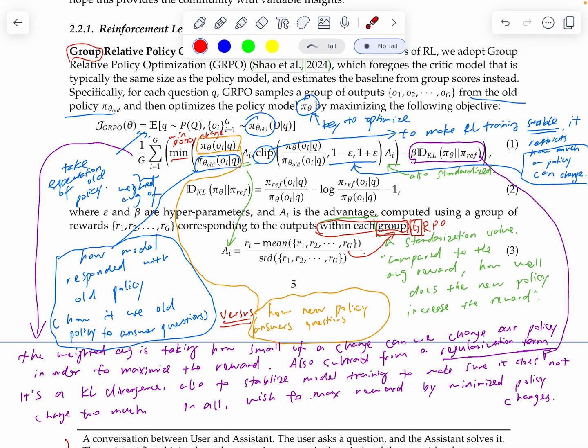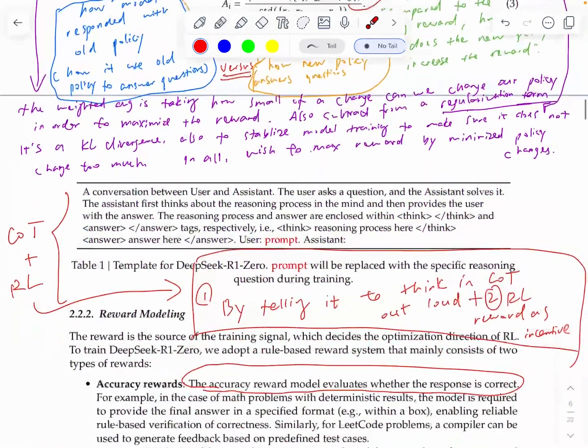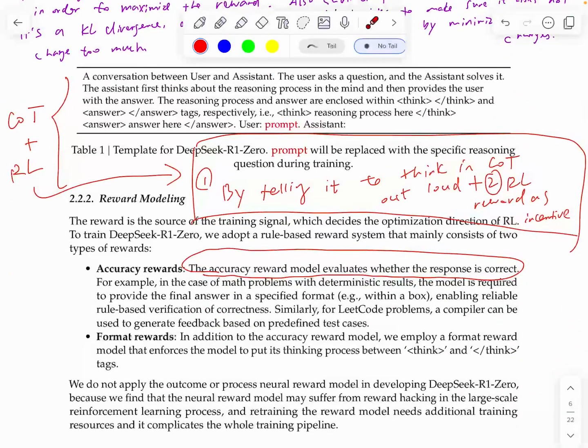So in the literature, there won't be anything very special. But something very special for this paper and for the R1 model of DeepSeek is this architecture, or this workflow, right? This workflow here combines both CoT and RL.